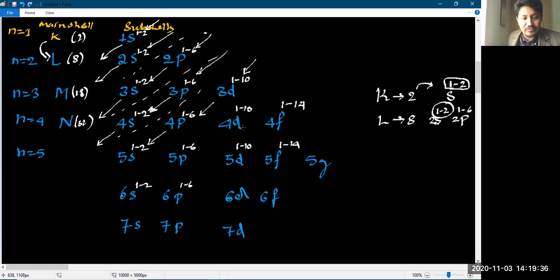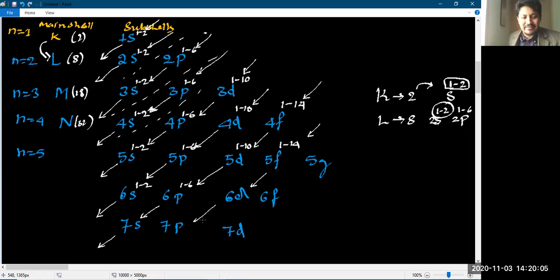After 4p the electron will not jump to 4d. The electron directly goes to 5s. After filling 5s it goes to 4d, after 4d it goes to 5p, after 5p it goes to 6s, after 6s it goes to 4f, 5d, 6p, 7s. After 7s it goes directly to 5f, 6d, 7p, like this. So this is the way to fill the electrons in these shells in the electronic configuration.